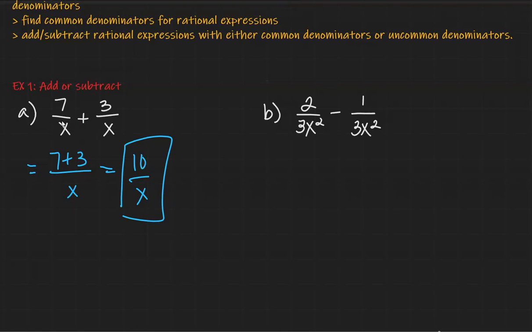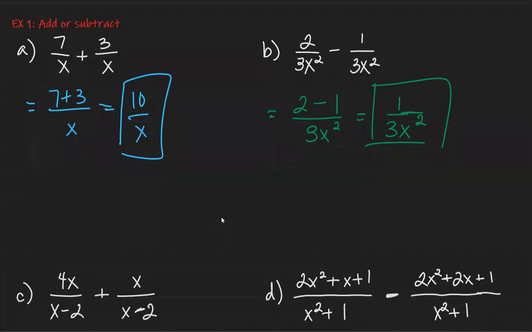Not too bad. Our denominator could just be one thing. In part B, our denominator has multiple objects in it. It's 3x squared, but I still have common denominators. I have 3x squared, 3x squared. So I do 2 minus 1 in my numerator, divided by 3x squared. The denominator does not change. 2 minus 1, that's 1 over 3x squared. Can I simplify this at all? Nope. This is also my final answer. Not too bad. Let's ramp it up a little bit.